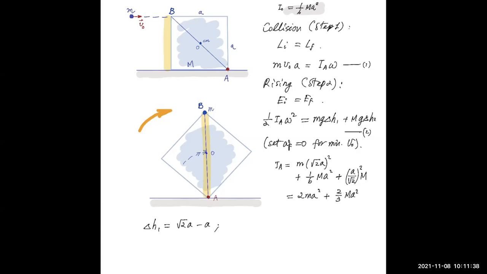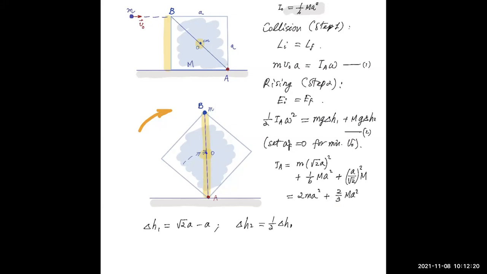Now, as far as the center of mass of the cube is concerned, it starts from the initial position, which is here, and ends up there, right? And it also rotates about point A, but with half the radius, because point O is halfway to A compared with point B. So therefore, delta H2 is just half of delta H1. Now you have all the missing pieces: I_A, delta H1, delta H2. When you plug that into equation number 1 and number 2, you can solve for V naught now.